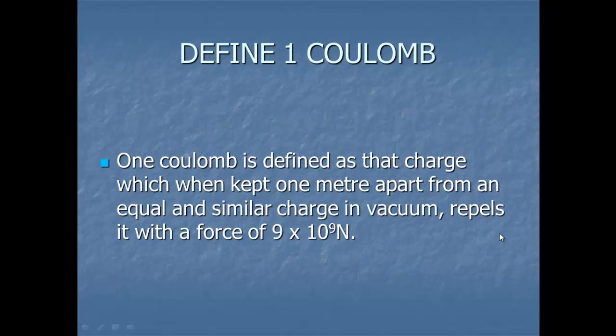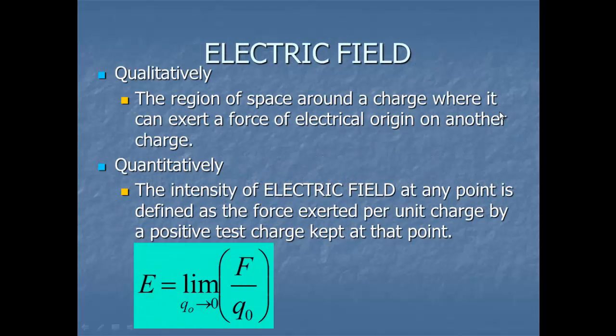The definition of a coulomb. 1 coulomb is defined as that charge which, when kept 1 meter apart from an equal and similar charge in vacuum, repels it with a force of 9 × 10^9 newtons.